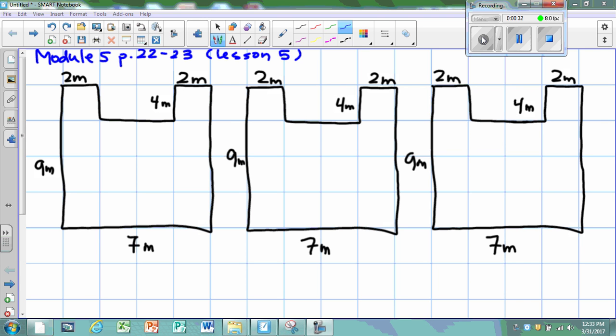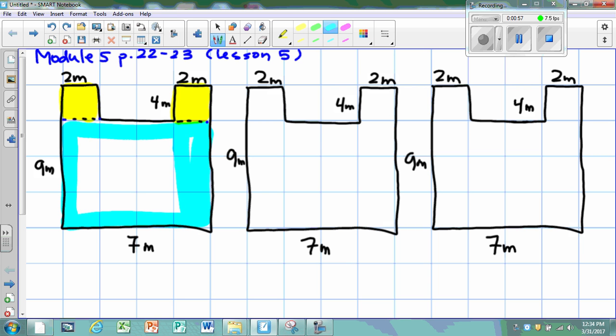So what we want to be able to do is use what we know to be able to solve for this. So in the first one, we're going to put dotted lines here, and that would make two rectangles here, the same amount, and then we'd have the bottom rectangle down here that we could solve for, and that would be its own amount. And we could add these together to get the total. So let's take a look at this.